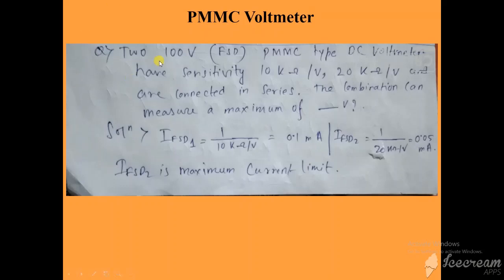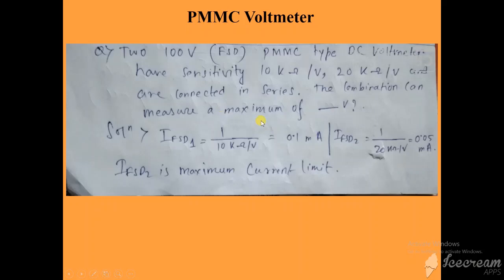We have two DC PMMC voltmeters, each with 100 volt full scale deflection. They have sensitivities of 10 kilo ohm per volt and 20 kilo ohm per volt, right? They are connected in series, okay? So the combination can measure a maximum of how many volts?